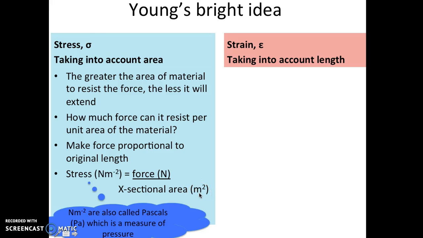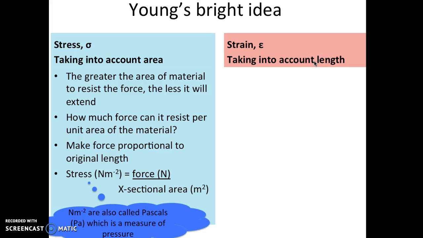And actually newtons per metre squared are more generally called or described using pascals, Pa, which is an SI unit of pressure. Newtons per metre squared and pascals are interchangeable, but it is preferable to use pascals instead of newtons per metre squared.